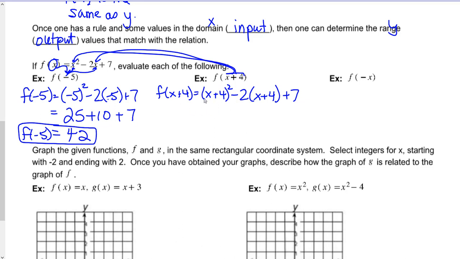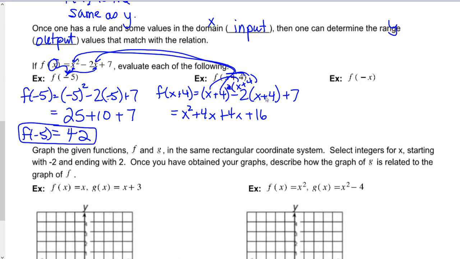Well, in this case, I have to square this, okay? So if you need to write that out twice and FOIL, then please do so. That's going to be my first term, which is x squared. Outside becomes a plus 4x. Inside is a plus 4x. And my last term is a plus 16. So that's just of that x plus 4 quantity squared.